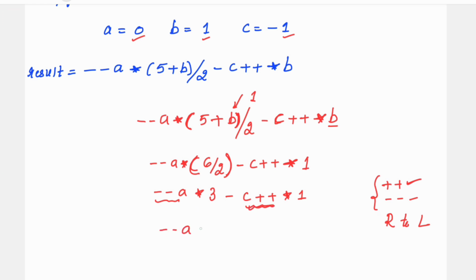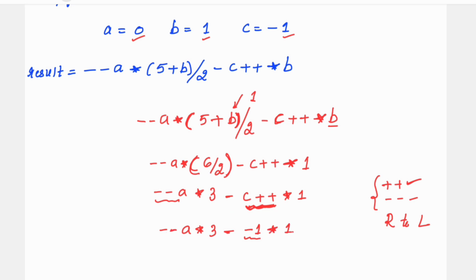So we'll write first as it is. Now you see C plus plus. What is the value for C? C is minus 1. And what is the operator used here? Post increment. Post increment says that use the current value of C in the expression. The current value is minus 1 only. So I can write here minus 1. So this C plus plus is this one, minus 1 into 1.